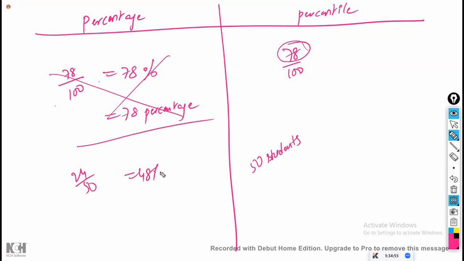Irrespective of whatever students are there in your class, it is fixed. But for the same score, 24 out of 50, what is your position in your class? I want the position in your class.